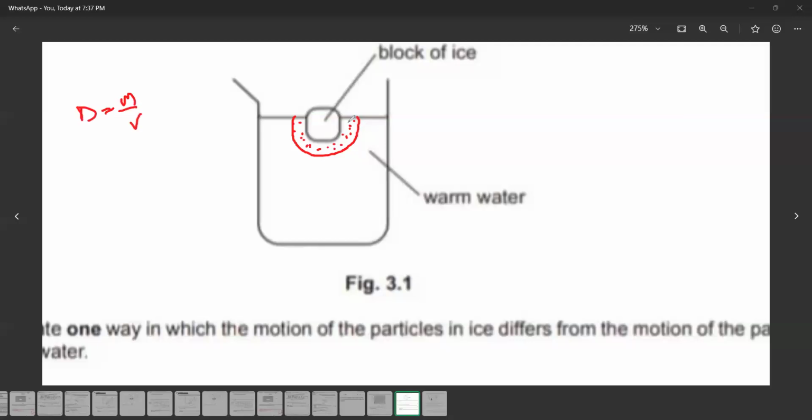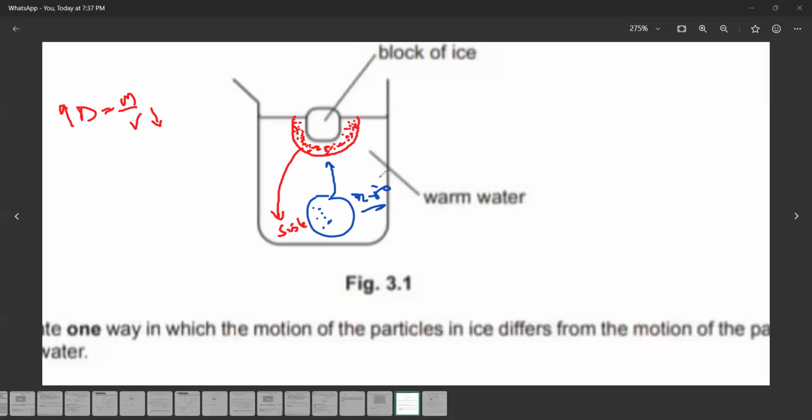When the temperature at this part is decreasing, the particles come closer to each other, so the volume decreases, so the density increases. When particles are closer, the density is high. So the water molecules which are closer to the ice have high density. So what will happen to a high density molecule? They will sink. As a result, the water molecules in the surrounding, the hot water molecules, have low density, so they will rise up.